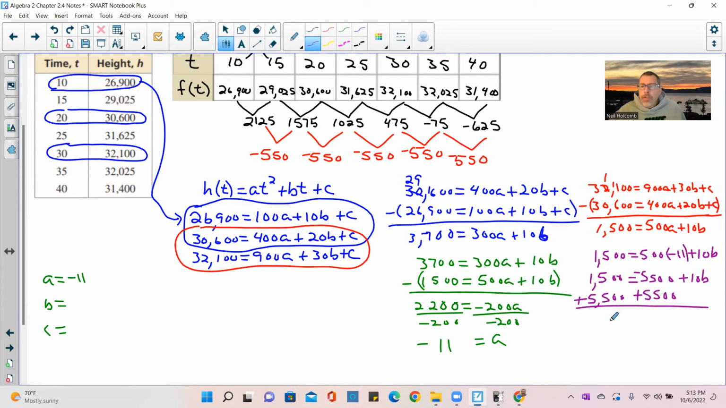This will be 0, 0, 10, carry the 1, 5, 6, 7. So I get 7,000 on the left. This cancels, and I get 10b. Divide both sides by 10. And the 10s cancel, and I get b equals 700.